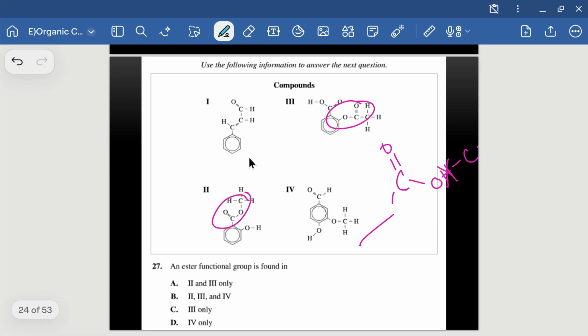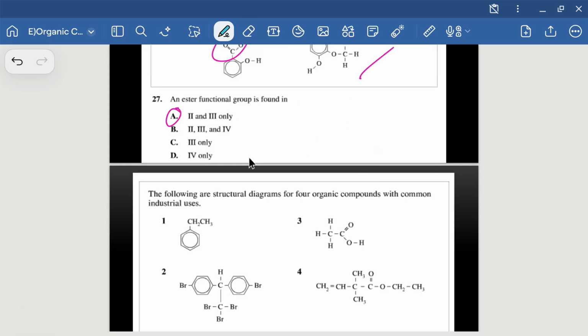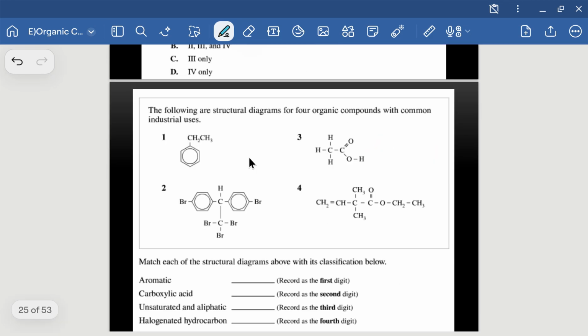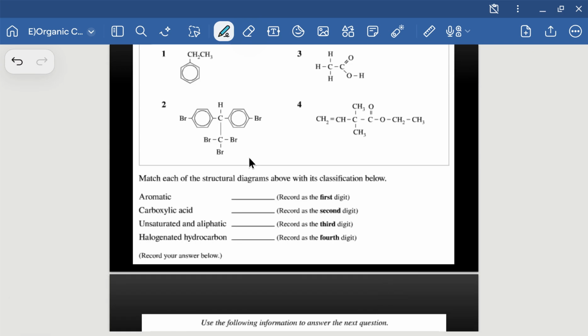Another one just showing again how these can be a little bit repetitive, but I like questions like this because as long as you know what you're looking for, you're good. To be aromatic, you have to pick 1 or 2. To be a carboxylic acid, you're looking for that COOH. To be unsaturated and aliphatic, you are looking for a double bond and no benzene ring, which is number 4. And halogenated hydrocarbon, the only choice we have here is number 2.